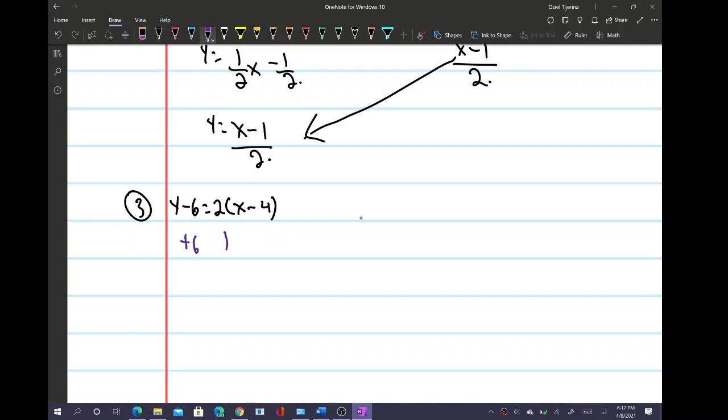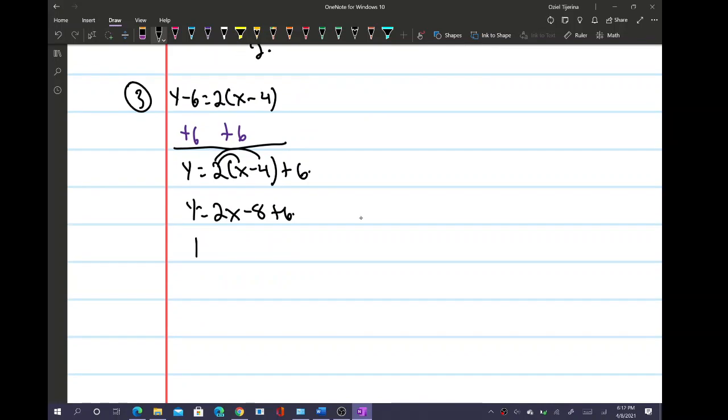So add 6 on both sides. I'm not going to do anything with the parentheses just yet. Do y equals, and then do 2 times x minus 4 plus 6, right? And then you have y equals, you're going to do distributive property, 2x minus 8 plus 6, and this gives you y equals 2x minus 2. Okay.